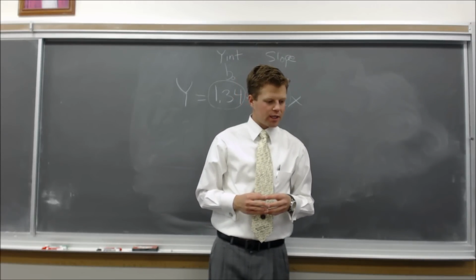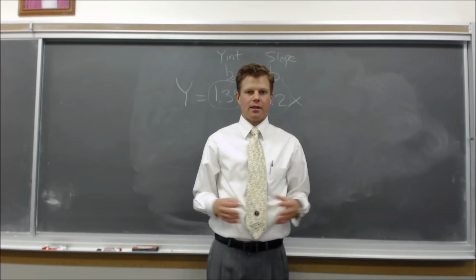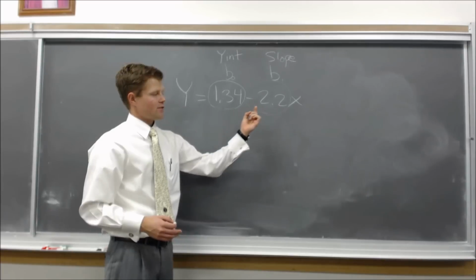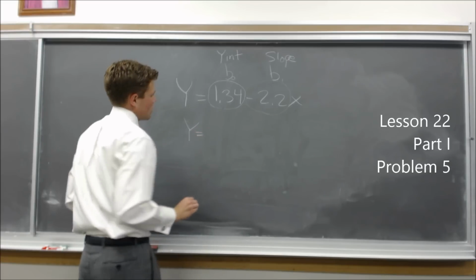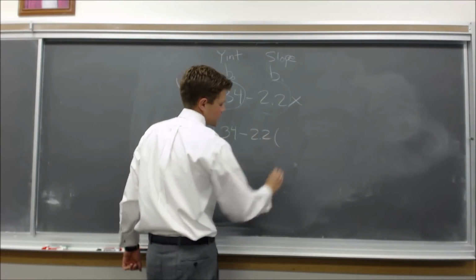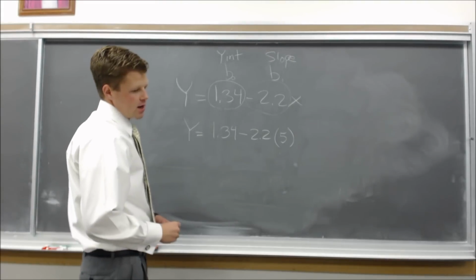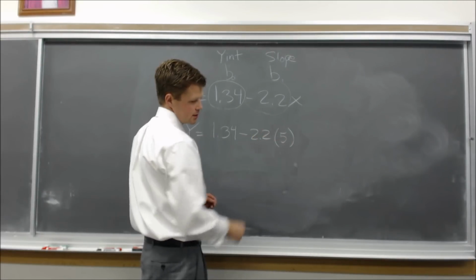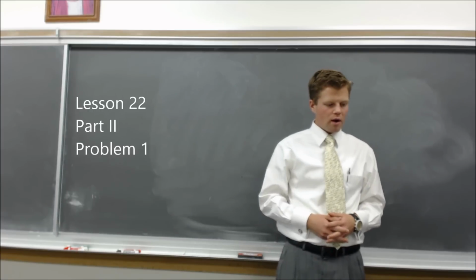Question 5. Using the prediction line above in question 4, predict the value of y for the given input value of x equals 5. Okay, so now we have our equation and we know what each of the variables mean. We have our y-intercept, and then we have our negative 2.2 slope times our explanatory variable. So they want to know what is the predicted response when given an explanatory point of 5. Okay? So in order to find that out, we just type that into your calculator, 1.34 minus 2.2 times 5, and you come out with negative 9.66.